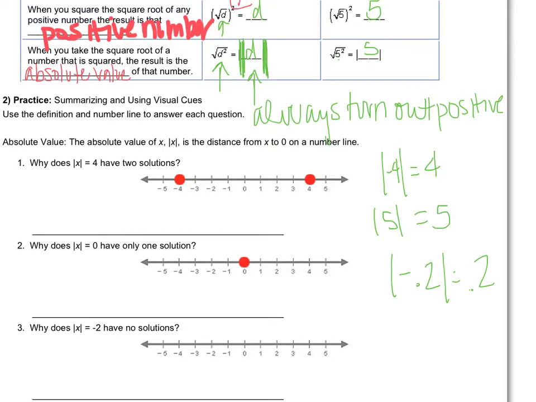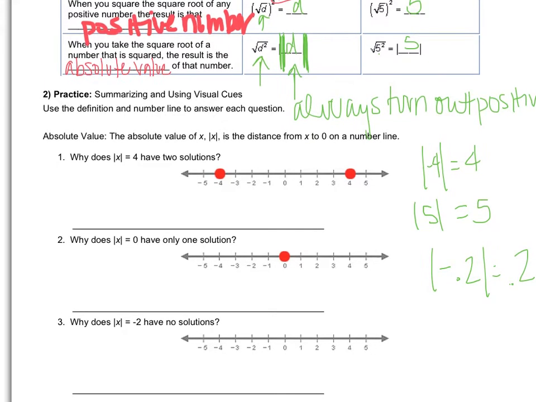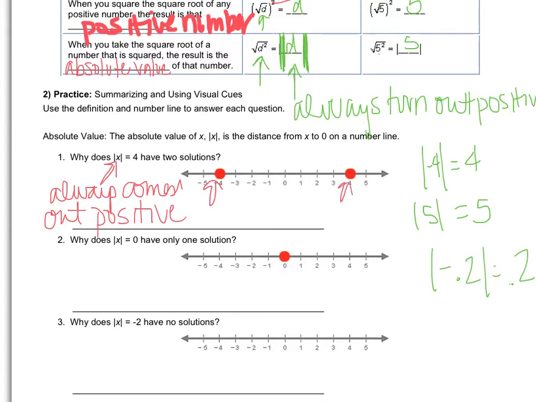So this question says, why does the absolute value of x equals 4 have two solutions? Well, the reason it has two solutions, remember, is that absolute value always comes out positive. It doesn't necessarily start out positive, but it always comes out positive. If you put -4 in there, it's going to come out positive 4. If you put positive 4 in there, it's also going to come out positive 4.